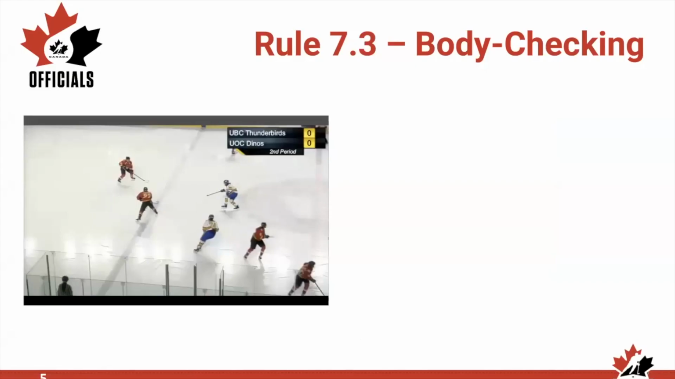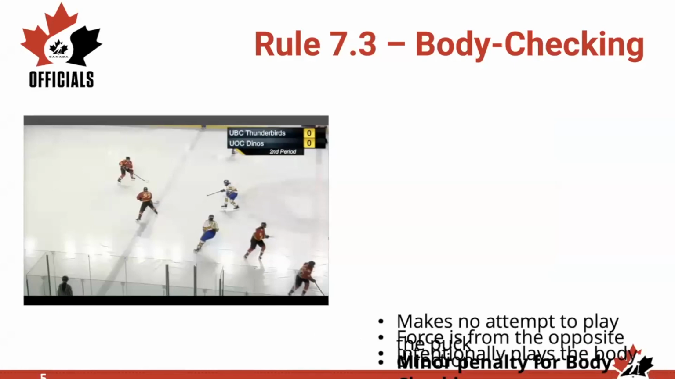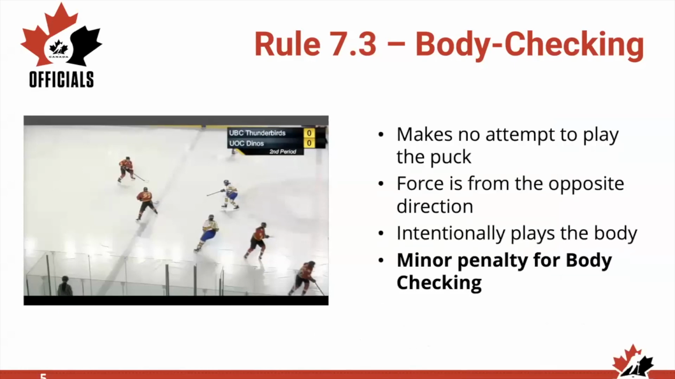So is that a body check or body contact? Well, the player makes no attempt to play the puck, and the force is from the opposite direction. The player intentionally plays the body, and so as a result, in some levels of hockey, as we talked about earlier, U13 and below, or in some house league hockey, particularly as it occurs in Hockey Eastern Ontario, this would be a minor penalty for body checking.